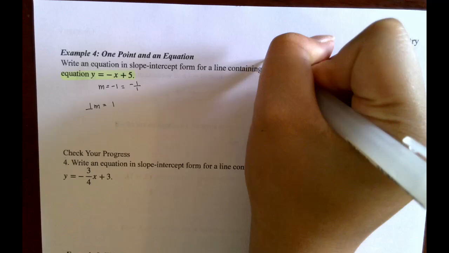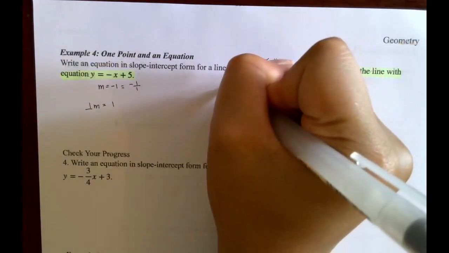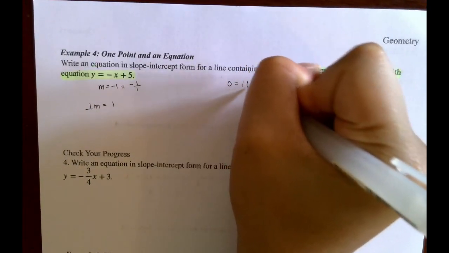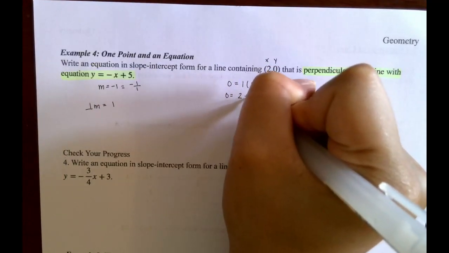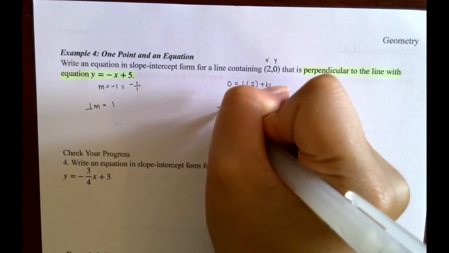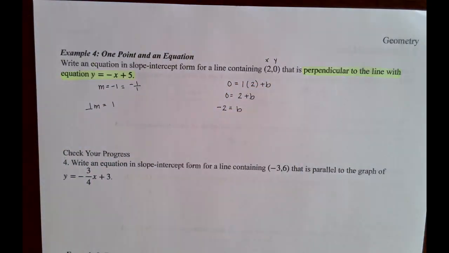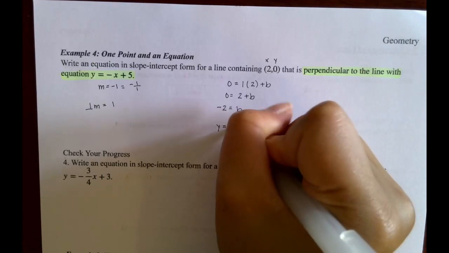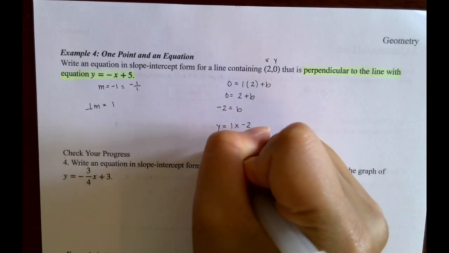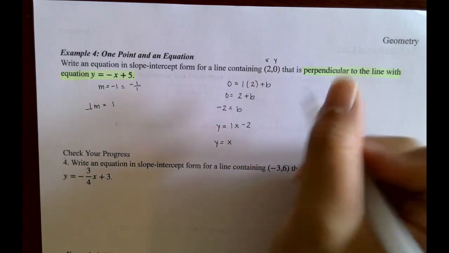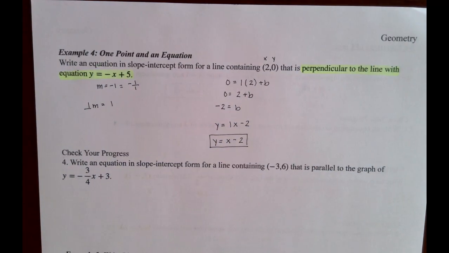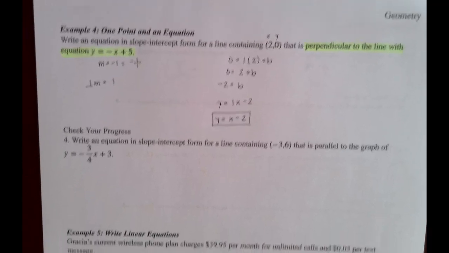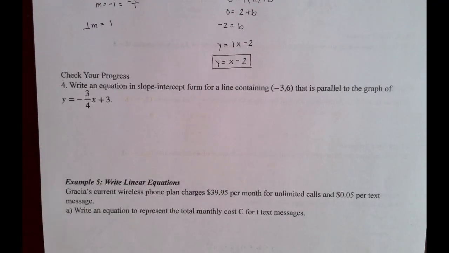Okay. Here's my x, here's my y. So 0 equals 1 times my x plus b. 1 times 2 is 2 plus b. Subtract 2. -2 is b. So y equals slope 1, x minus 2, which simplifies: 1x is just x, because it's 1 times x, minus 2. And so here, I have y equals x minus 2. Right? So why don't you try the next one here, CYP4.